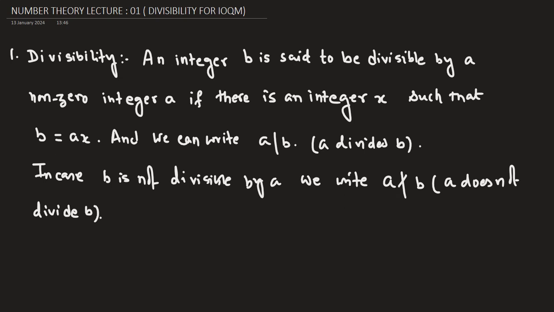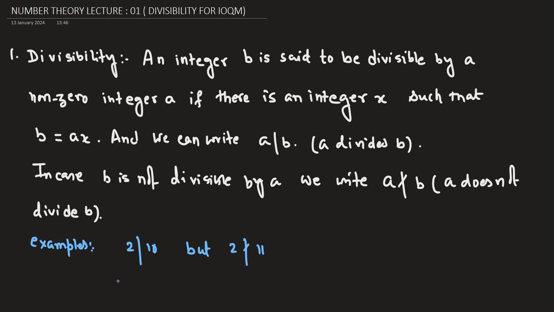So when we divide one integer by another non-zero integer, there should exist a unique integer x such that we can write b is equal to ax, and we write in the notation a divides b. If b is not divisible, then we write a does not divide b. Take examples. All of you know that 2 divides 10, but 2 does not divide 11.